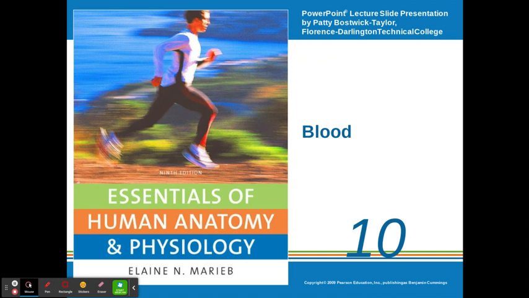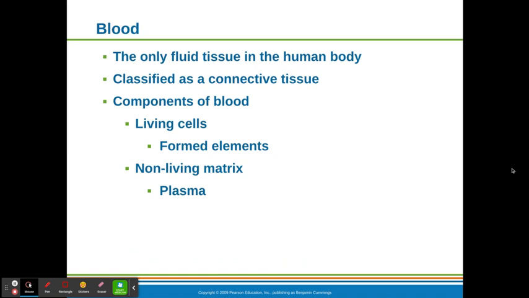Today we will be beginning Chapter 10, covering blood. Now, when we talk about blood, it's the only fluid tissue in the body. It is classified as a connective tissue, and it has two main components. We have the living cells, the formed elements. We'll talk about those in detail today. And then the non-living matrix, the plasma.